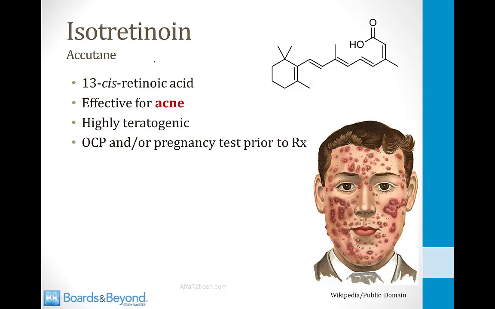There is a treatment for acne called isotretinoin. It goes by the name Accutane, and this is a derivative of vitamin A.